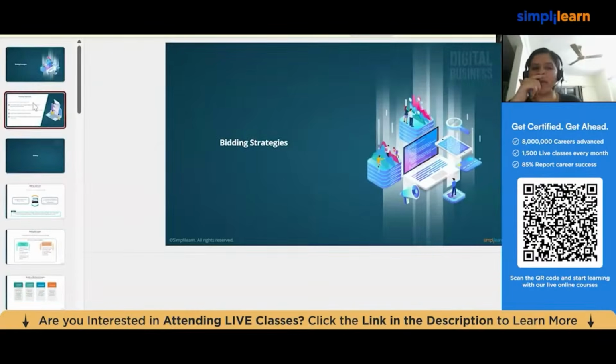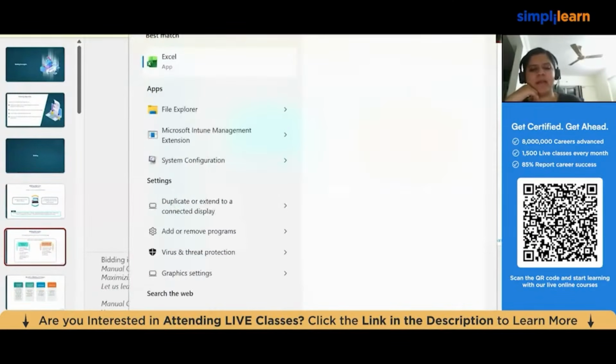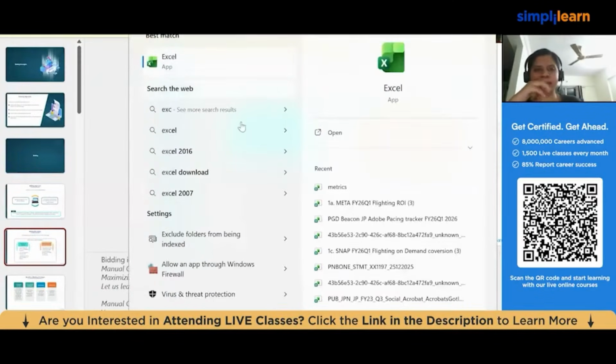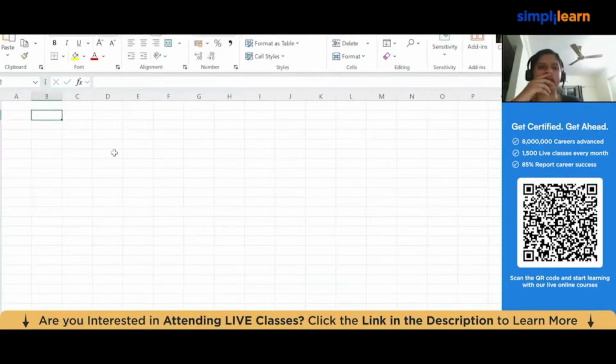Now we are moving towards your bidding strategy part. Okay, now bidding strategy, guys, instead of a PPT, I'll explain all the bidding strategies in an Excel sheet, because that's how it's easy to understand. Give me 2 minutes and I'll quickly create this for you guys.